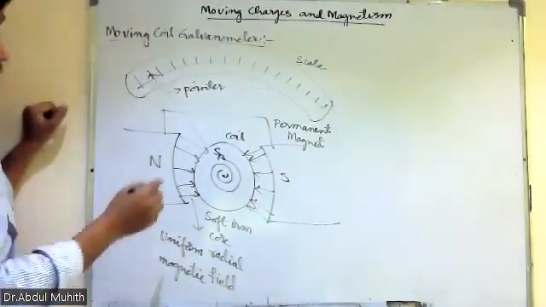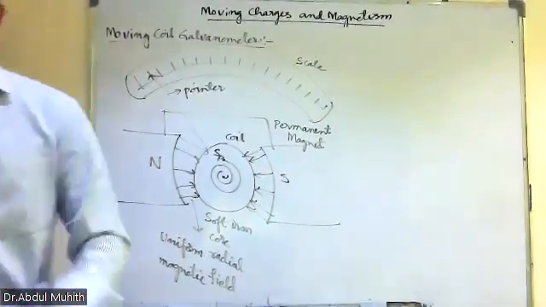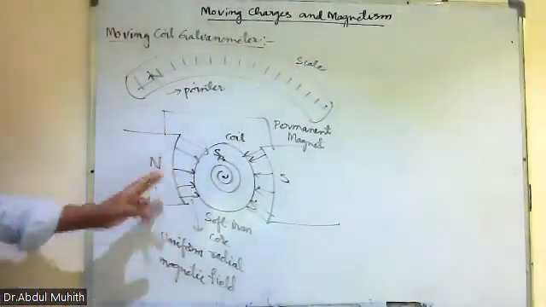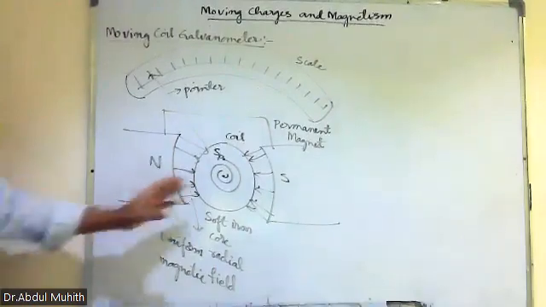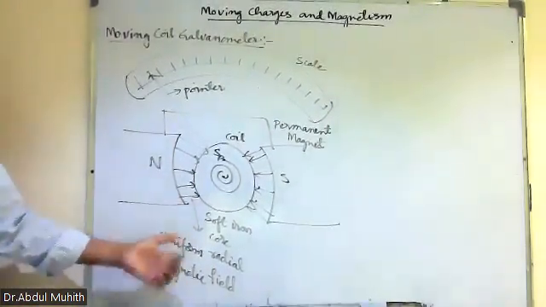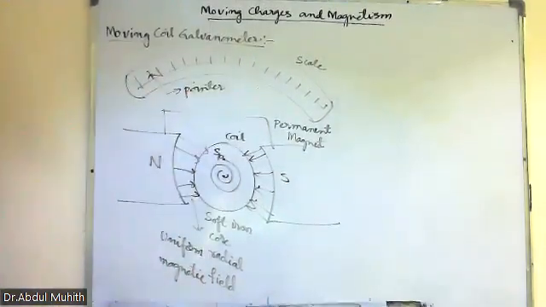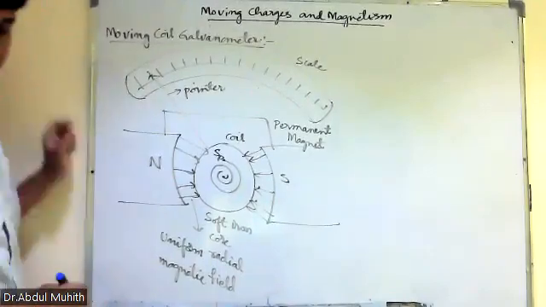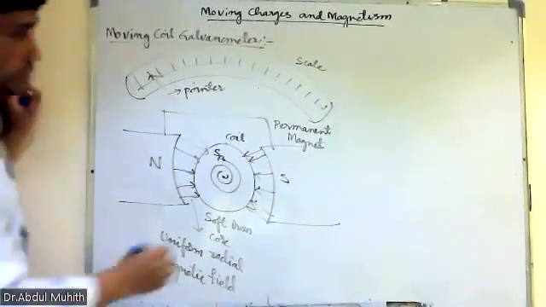Once again, there is a coil, which is placed between the two poles of a magnet, north and south pole. They are permanent magnets, and this is a soft iron core, and there is a uniform magnetic field, and this one is a scale. This is a pointer here. Now, the torque tau is equal to what?